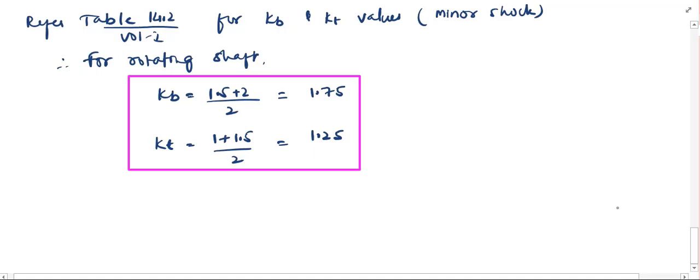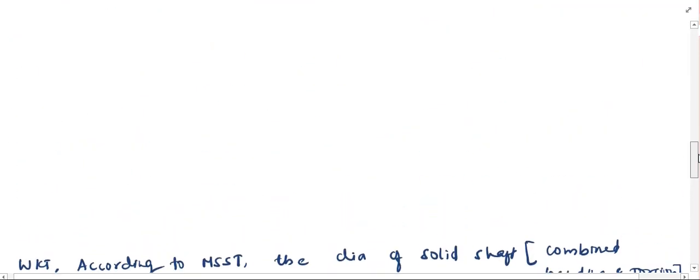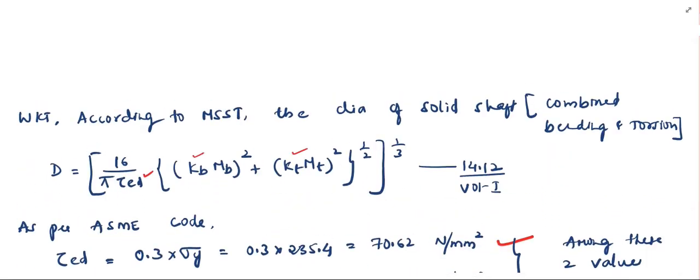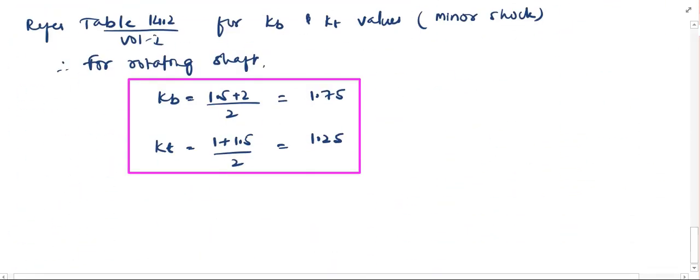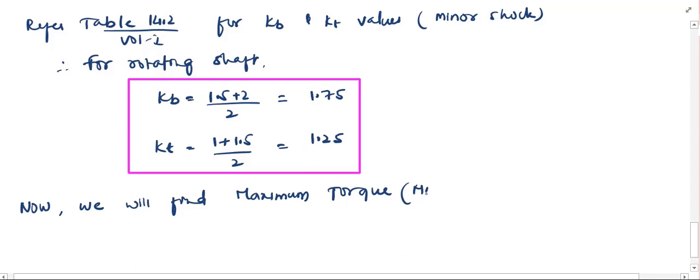Now we'll find the maximum torque in the equation. So come back to the equation. Here we have to first find KB and KT, then we have to find MT, the maximum torque, then we have to find the maximum bending moment MB. So let us find the maximum bending moment. Now we will find the maximum torque MT.